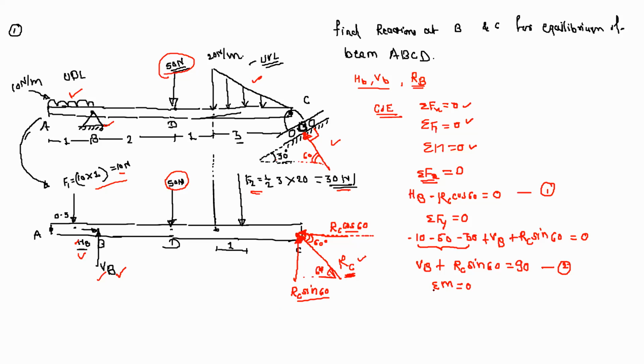This summation of moment we can take at any point of the system. But select such a point where the maximum unknowns we can cancel out, and at least one unknown we can calculate. If I select the point B as the moment point, then VB and HB moment will be 0. So two unknowns we can cancel out, and we can find the one unknown, that is the reaction RC. So we will write this moment equation as summation of moment by all the forces about point B equal to 0.